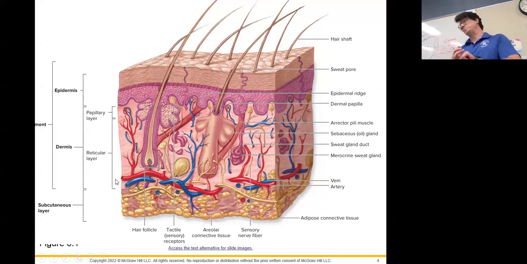Okay. Now, I want you to pinch your skin and pull on it. So kind of pinch yourself a little bit and pull. Can you separate your epidermis from your dermis?